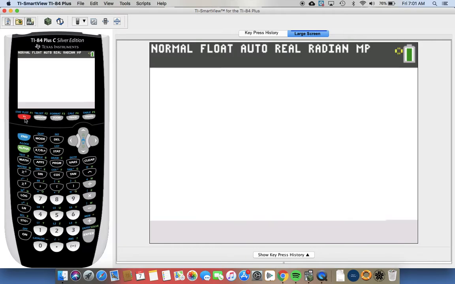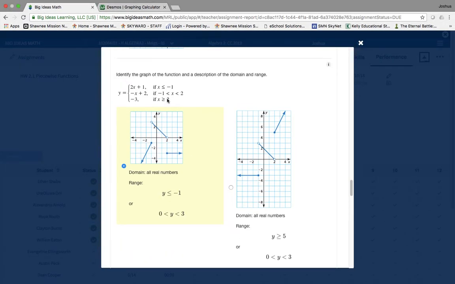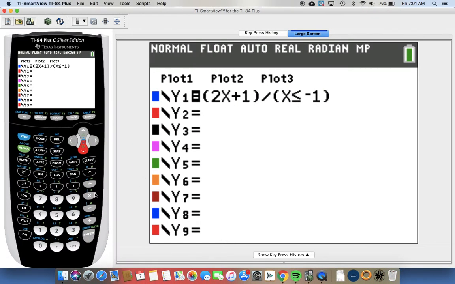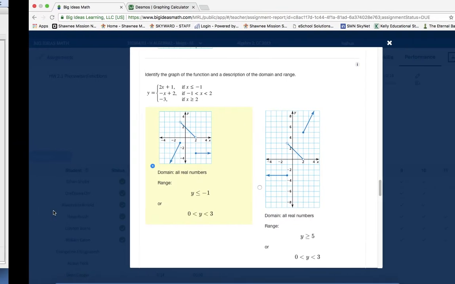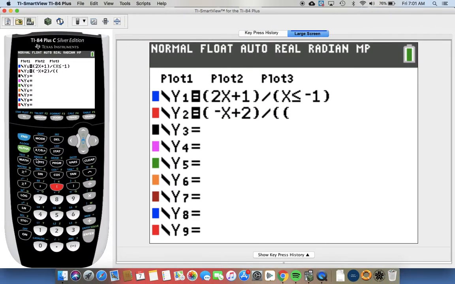Now here's the other downside to graphing on a graphing calculator. When you get to that second interval, where it's supposed to be where negative 1 is less than x is less than 2, unfortunately your graphing calculator cannot do both of those. So we're going to have to type that in as x is greater than negative 1 and x is less than 2. So let's go ahead and do that. Again, I'm going to use parentheses, negative x plus 2, divided by, and then I'm going to have to use a couple sets of parentheses here. For the first one, we're going to say that x is greater than negative 1.